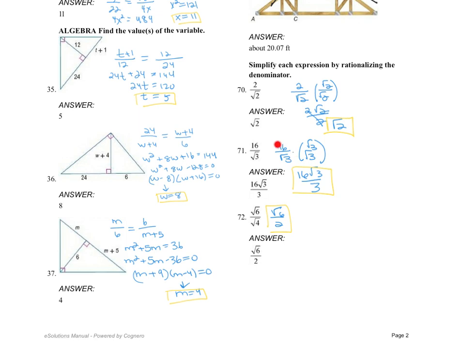Here was our original fraction. Here is me rationalizing the denominator, multiplying by the square root of 3 over the square root of 3. This time, nothing cancels out. In number 72, the square root of 4 is 2. I don't need to rationalize the denominator. Keep in mind I cannot divide these two things. This is underneath the radical symbol. This is not. I cannot go any further with that problem.